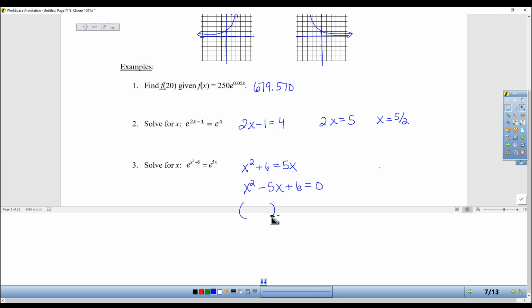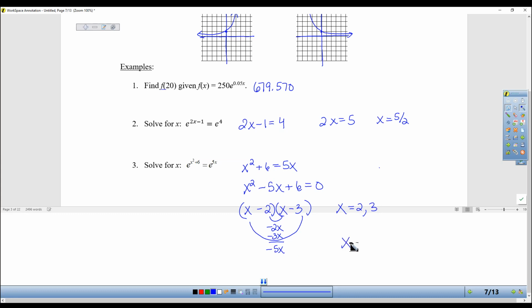Now I have to warn you, there's two ways to factor this: 6 and 1, which would make 5, or 2 and 3, which would make 5. But because I need them to either both be positive or both be negative, I am going to choose the 2 and the 3. That'll give me a 2x in the middle and a negative 3x on the outside, which would give me a negative 5x. So my two answers are either x is equal to 2 or x is equal to 3.